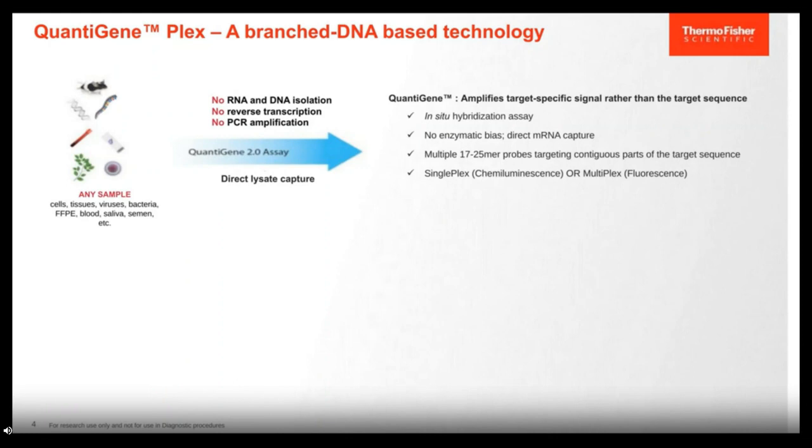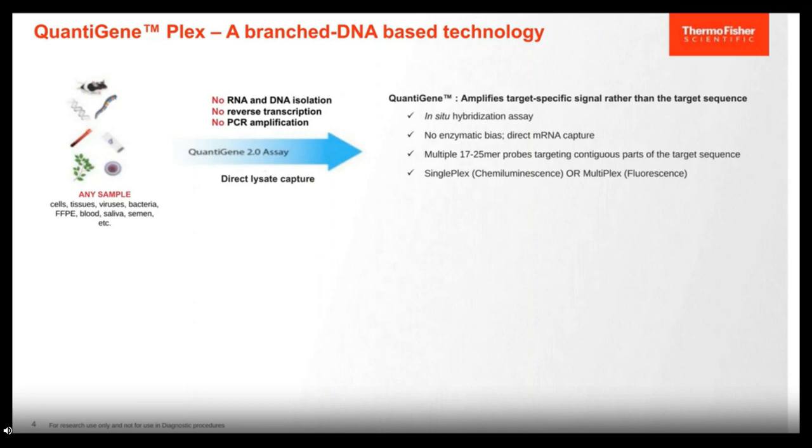Let me introduce you to QuantiGene Plex assay technology. QuantiGene Plex is a multiplexed RNA quantification method that combines branched DNA technology and the Luminex xMAP technology. QuantiGene is a hybridization-based method where samples such as cells, tissues, or whole blood from a range of species can be directly used to quantify up to 80 RNA targets simultaneously.